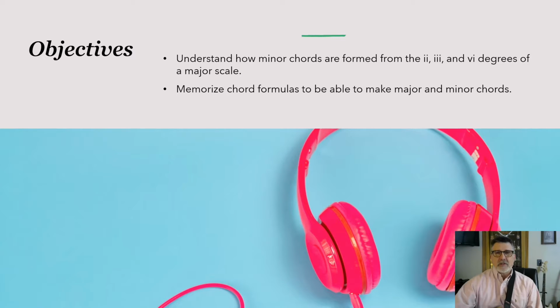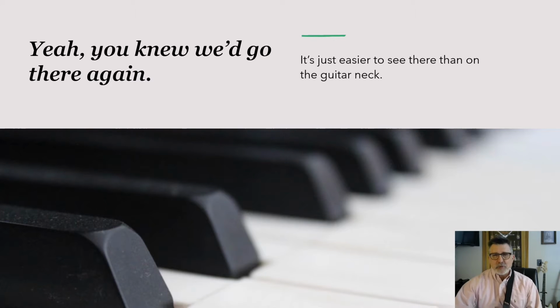Today, our objectives are twofold: to understand how minor chords are formed from the 2, 3, and 6 degrees of a major scale, and we'll be talking about chord formulas. We're going to have you memorize a chord formula that is used to make major chords into minor chords. And as you should be used to by now, we're heading back to the piano diagram. Sorry guys, it's just easier to see than on a guitar neck.